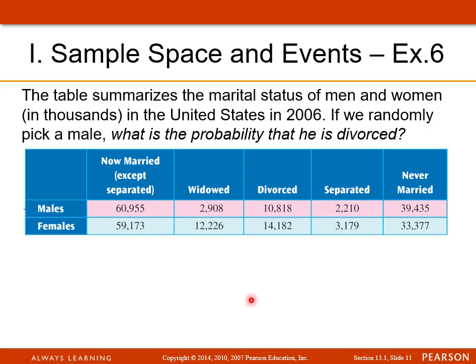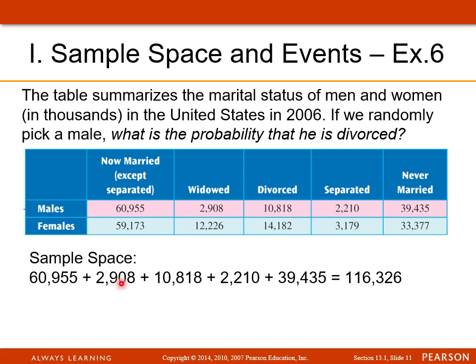Okay, let's look at another one here. So this table summarizes the marital status of men and women in thousands. So each of those numbers is in thousands. In the United States in 2006, if we randomly pick a male, what is the probability that he is divorced? Well, we'd have to add all of those up, and then look at how many are actually divorced.